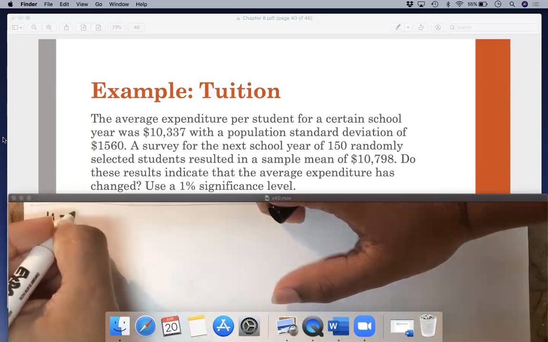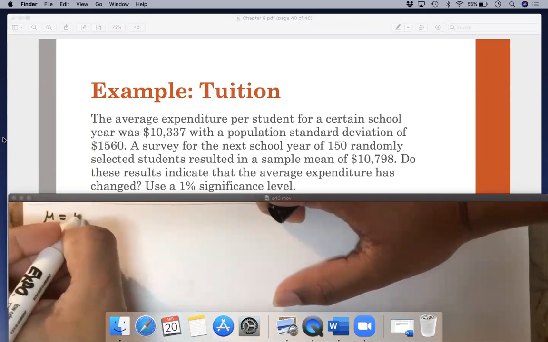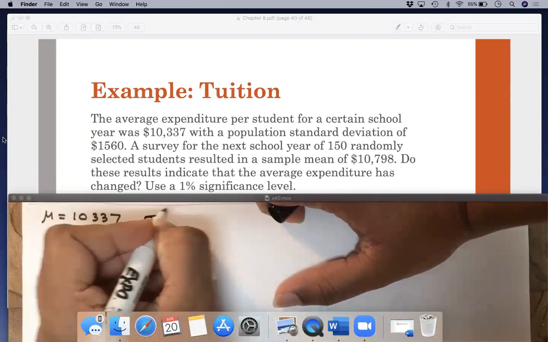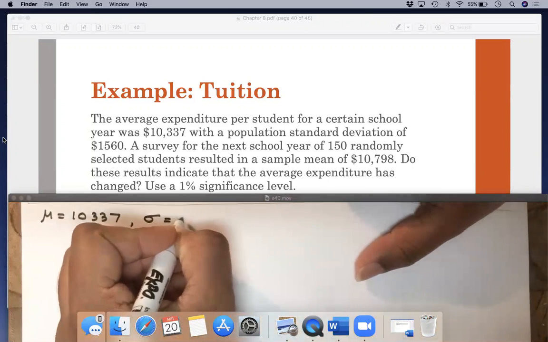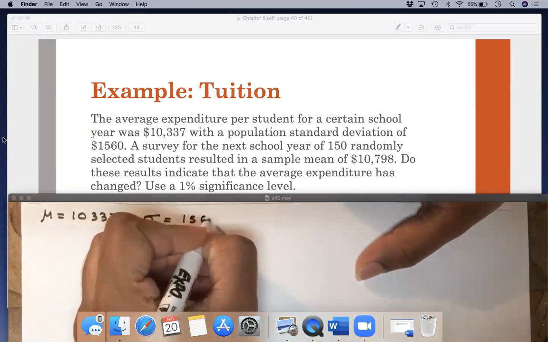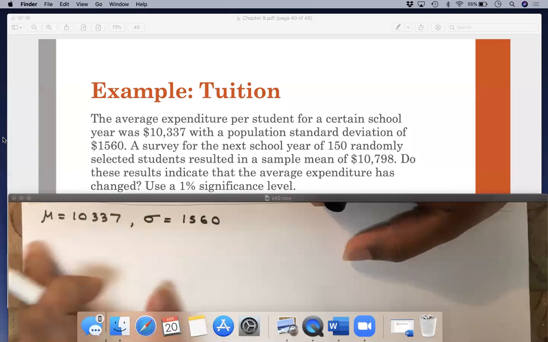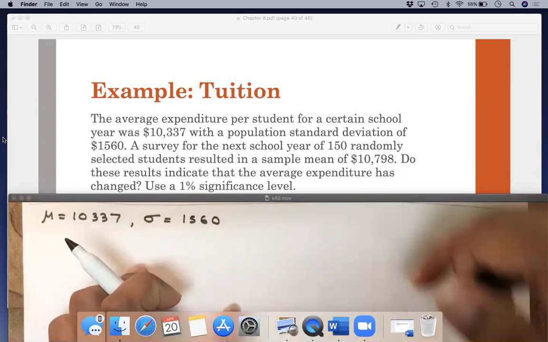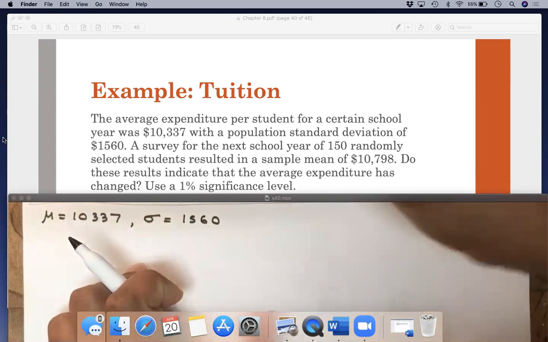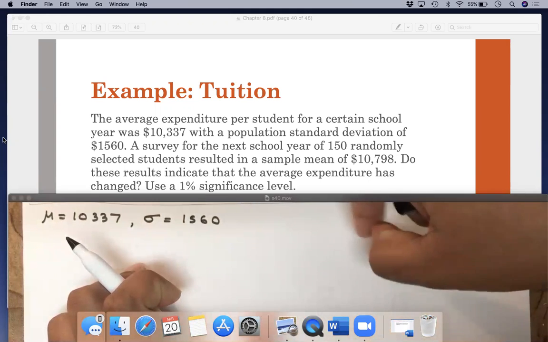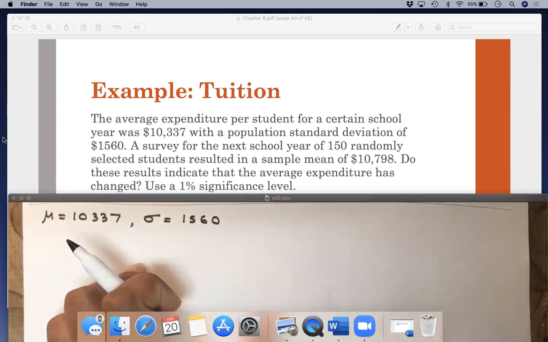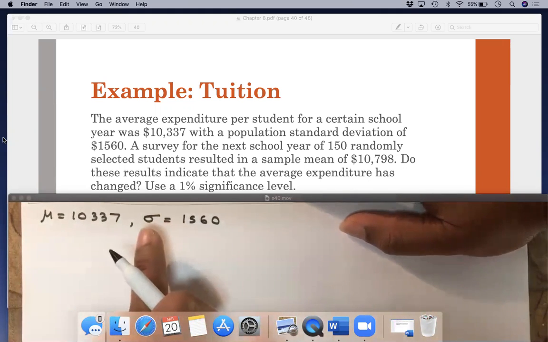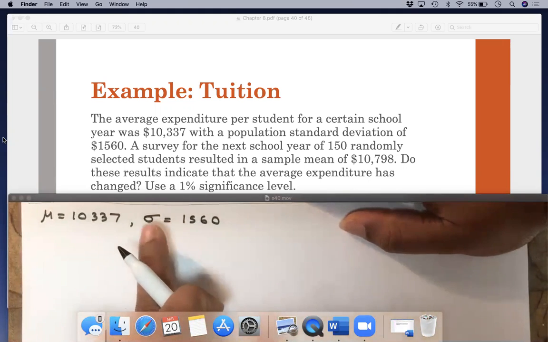What is our population mean? It's $10,337. Then what is our population standard deviation? It's $1,560. Here you know these two values, so we know sigma. If we know sigma, you have to use one formula for the mean, and if you don't know sigma, you will have another formula. But here we know the value of sigma.